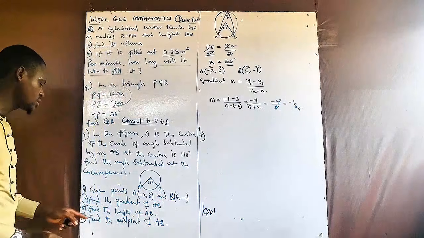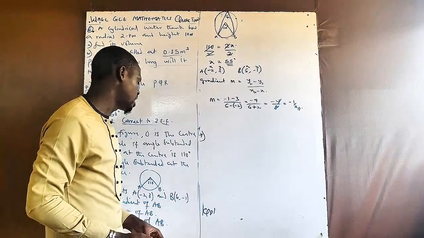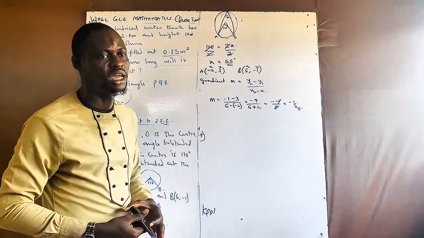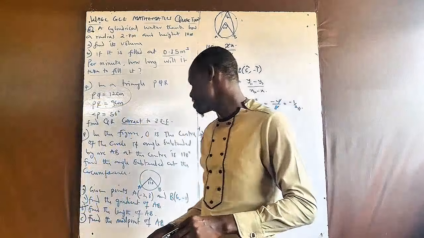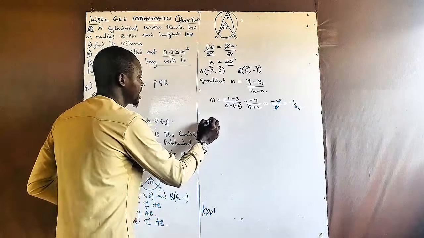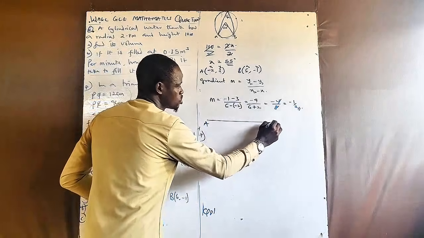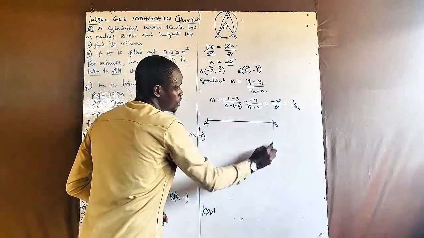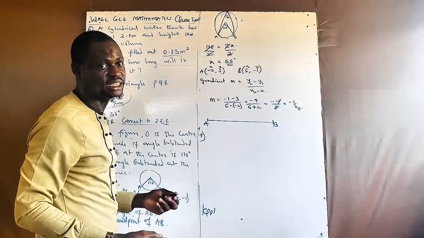The next question, they said, find the length of AB. How do we find the length of the line? The length of the line simply means the distance. So if I have line AB from here to here, if they say you should find the length, it means the distance from here to this place here. That's what I mean by the length, the distance of the line.